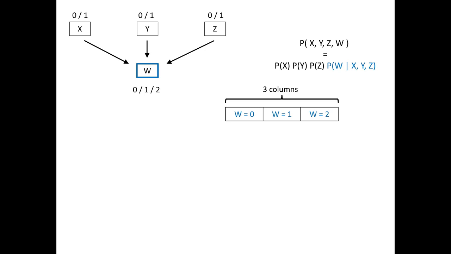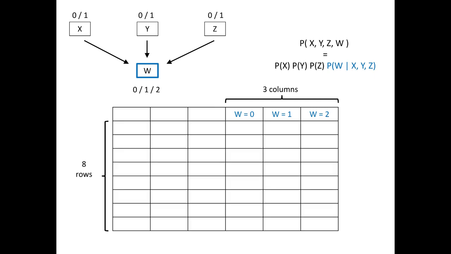Then, we compute the number of rows, which is obtained by multiplying the number of categories for each of the parent variables of w. In this causal graph, w has 3 parents, x, y, and z, each a binary variable with 2 categories. So the number of rows is 2 times 2 times 2 equals 8. We have 8 rows to lay out all the possible combinations of the parent variables.